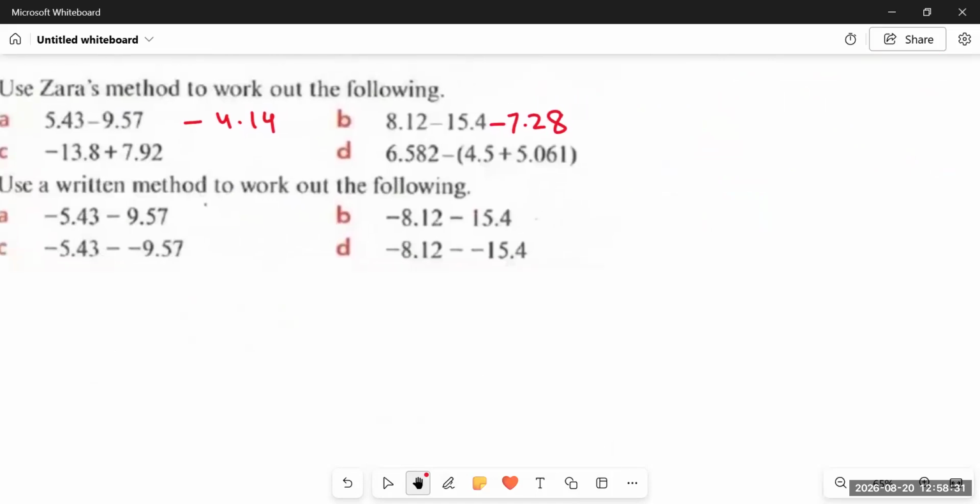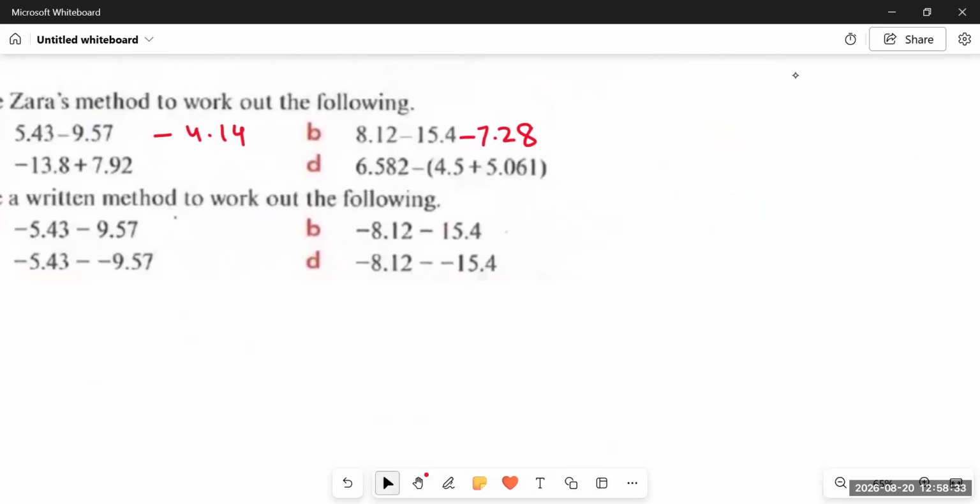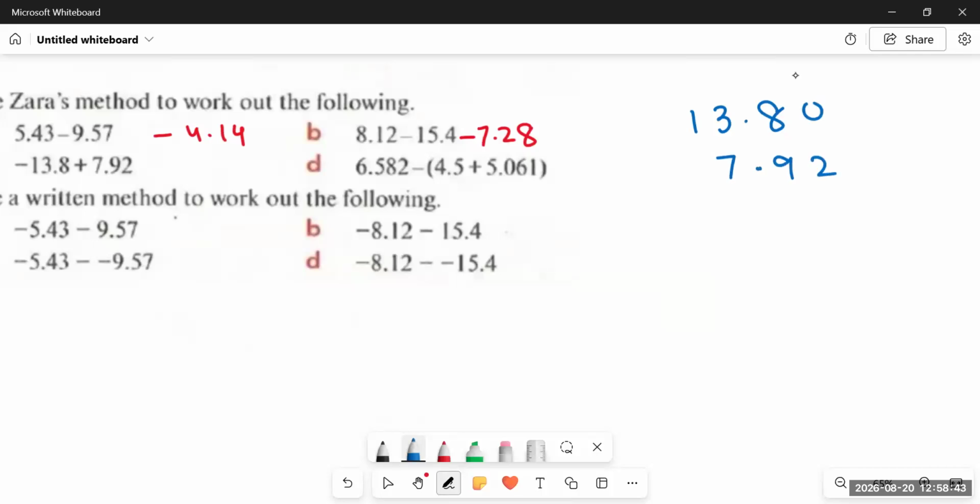Next, we have part C, minus 13.8 plus 7.92. Again, we have to subtract positive and negative together. So again, we will subtract the smaller number from the greater number. Here, let's put a 0. Then we have to borrow from 8. It will become 7. This will become 10. 10 minus 2 is 8.